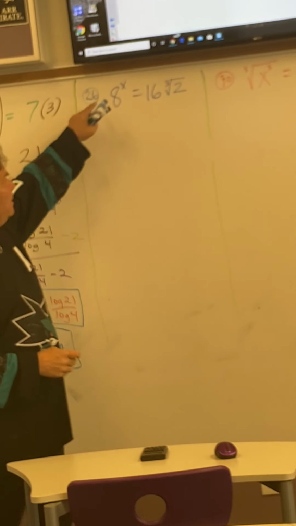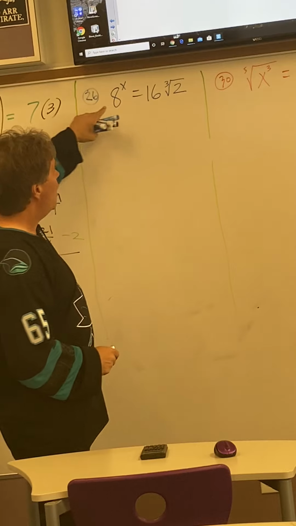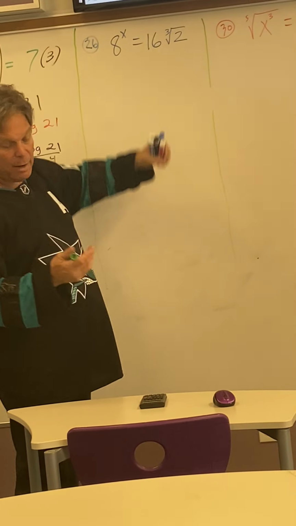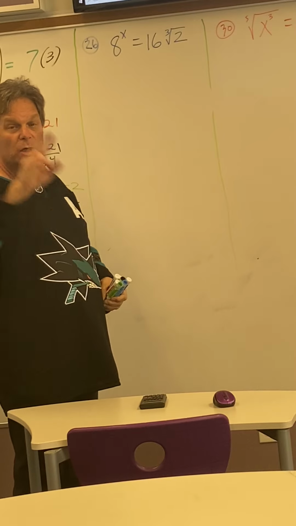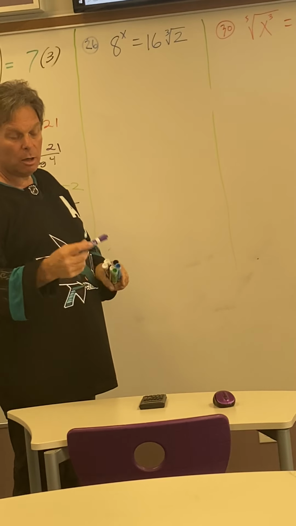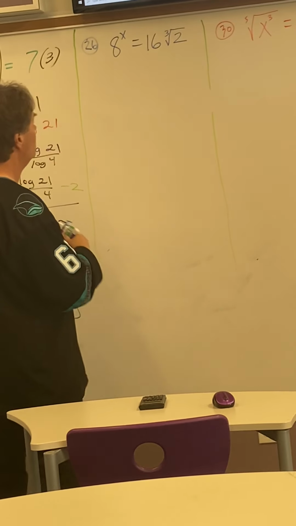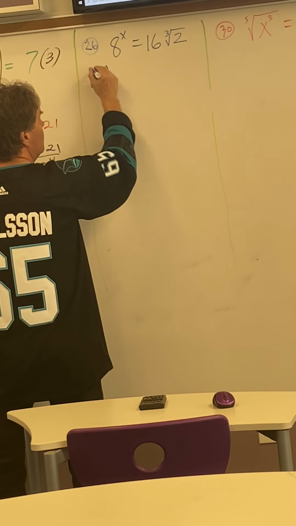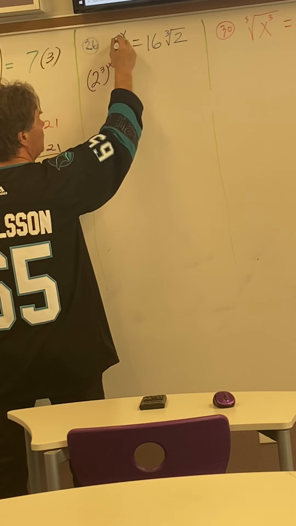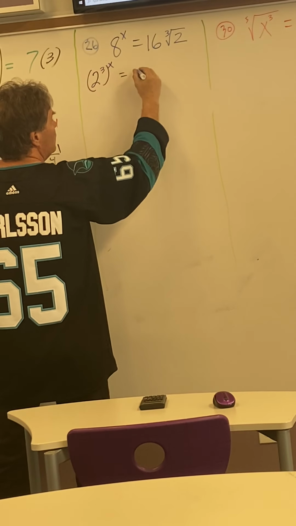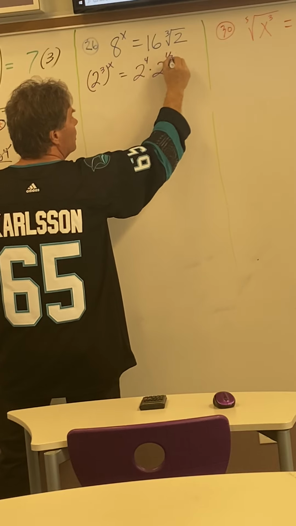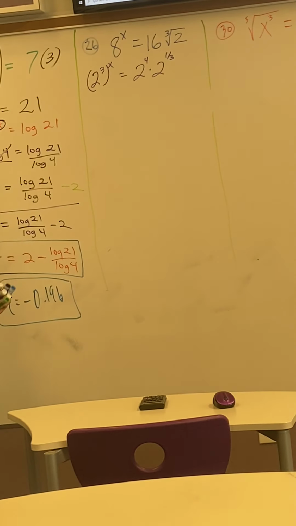Remember, look, 8 to the x equals 16 times the cube root of 2. Believe it or not, the variable's an exponent, but these can all be made powers of 2. So guess what? I don't need logarithms to solve this one. I'm going to go (2 to the third) to the x, because 8 is 2 to the third. 16 is 2 to the fourth times 2 to the 1/3. Cube root is 1/3 power.